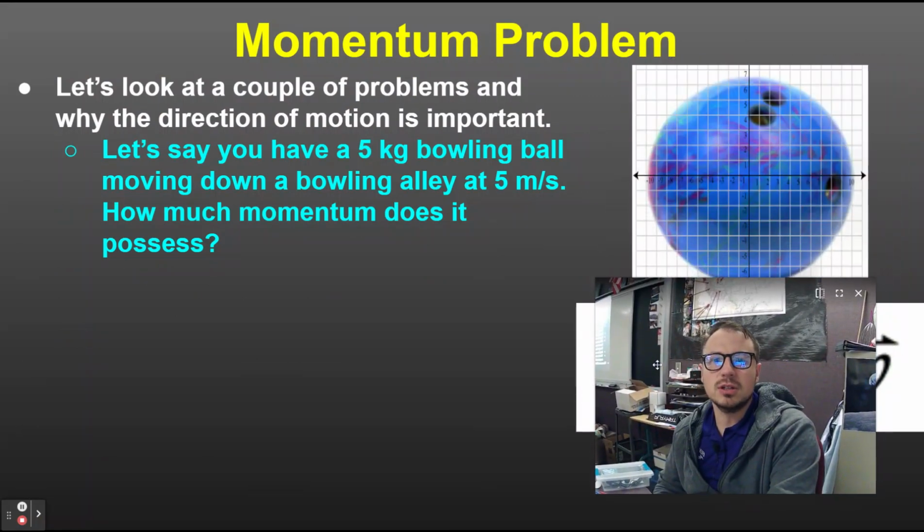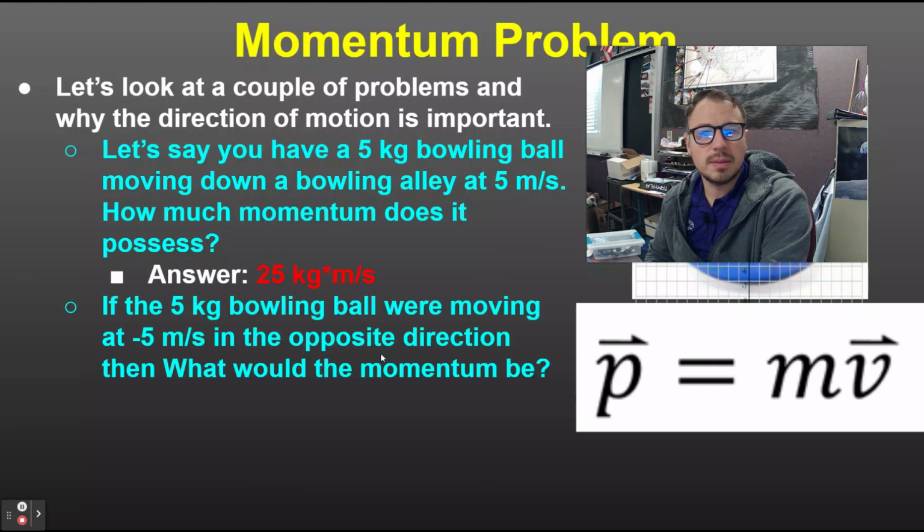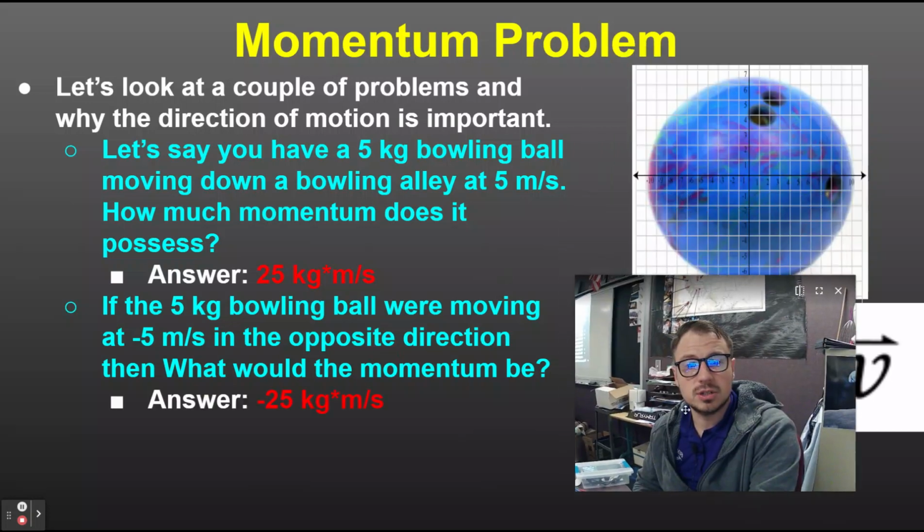Let's just say you have a 5 kilogram bowling ball moving down a bowling alley at 5 meters per second. How much momentum does it possess? I just take mass times velocity, 25 kilogram meters per second. Now let's just say if we have that same 5 kilogram bowling ball moving at negative 5 meters per second in the opposite direction, what would the momentum be? Well, it's negative 25 kilogram meters per second.